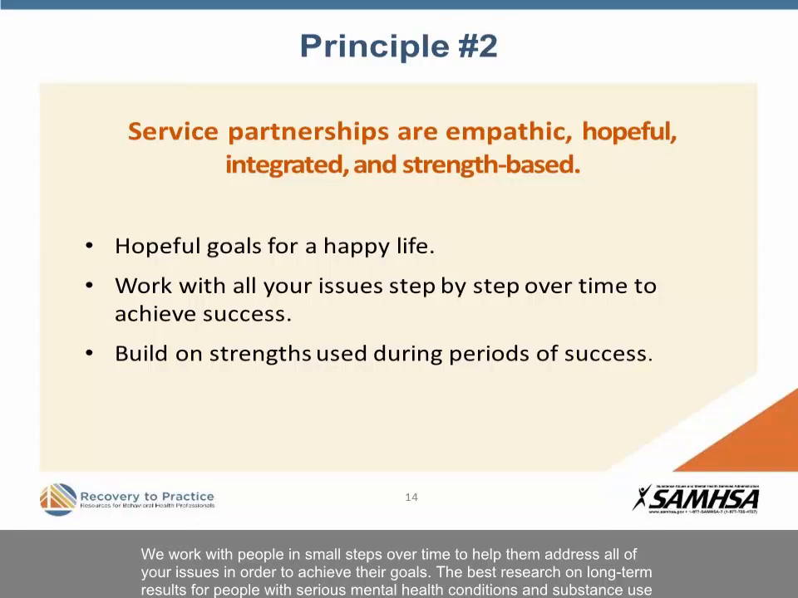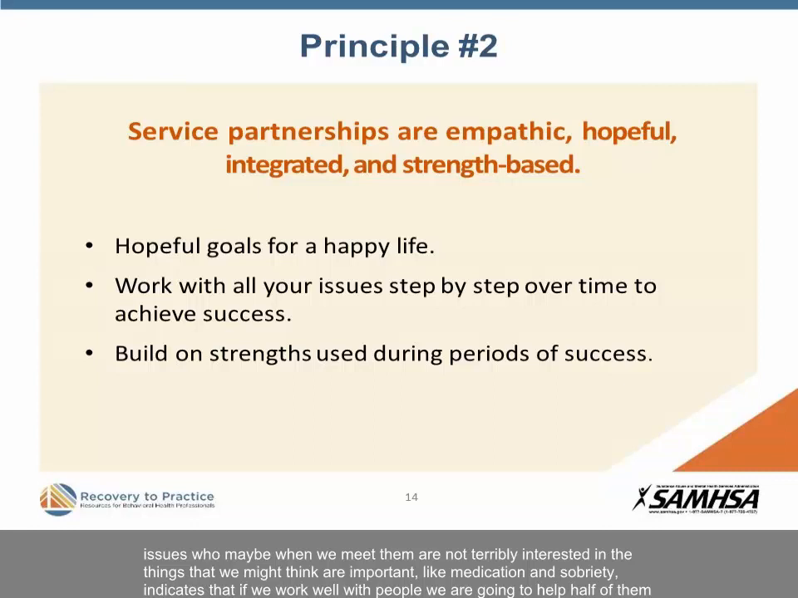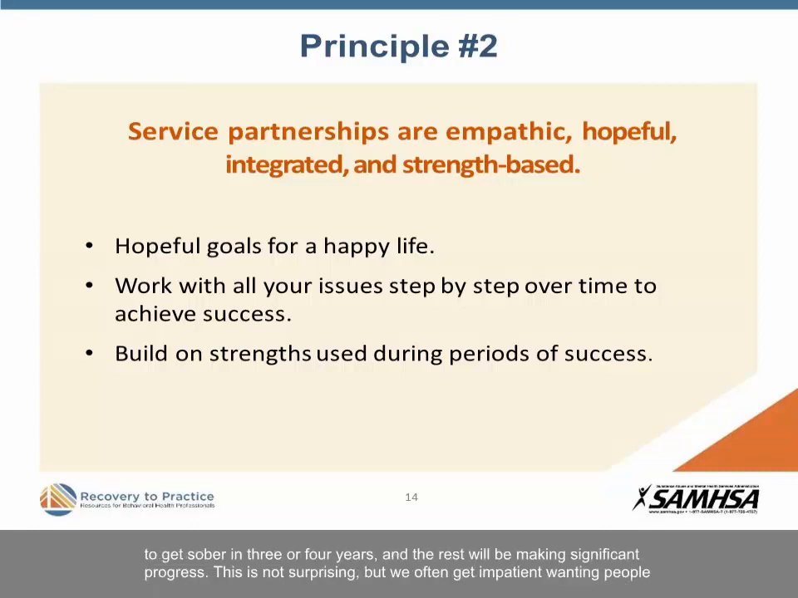The best research on long-term results for people with serious mental health conditions and substance use issues, who maybe when we meet them are not terribly interested in the things that we might think are important, like medication and sobriety, indicates that if we work well with people, we're going to help about half of them to get sober in 3 to 4 years. And the rest are going to be making significant progress. This is not surprising, but we often get impatient, wanting people to make progress more quickly, and this leads to frustration and difficulty in continuing our work.